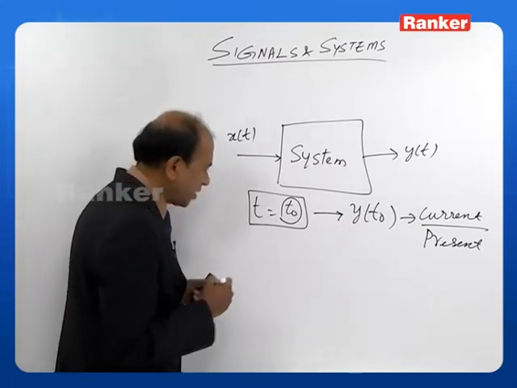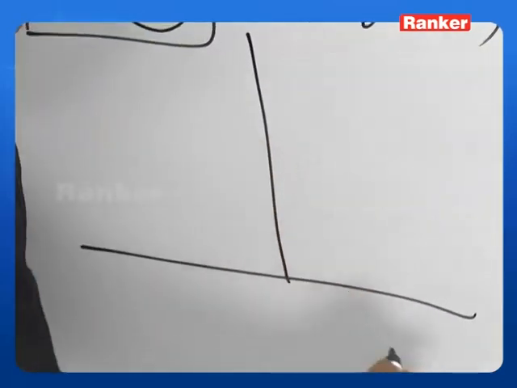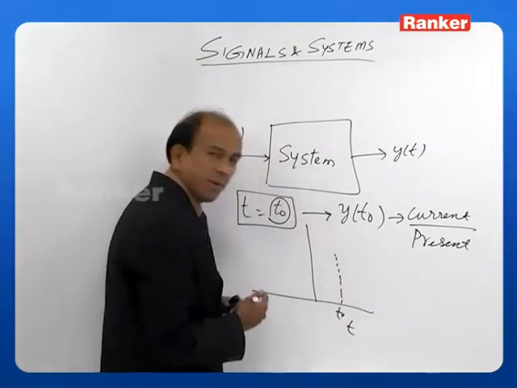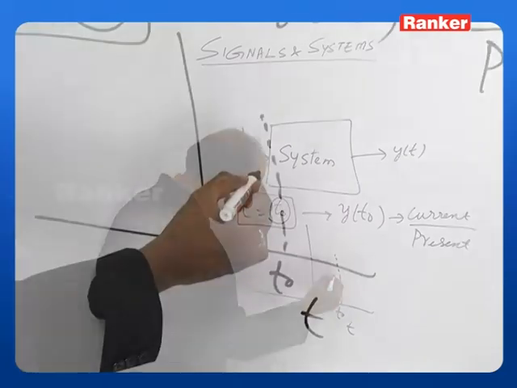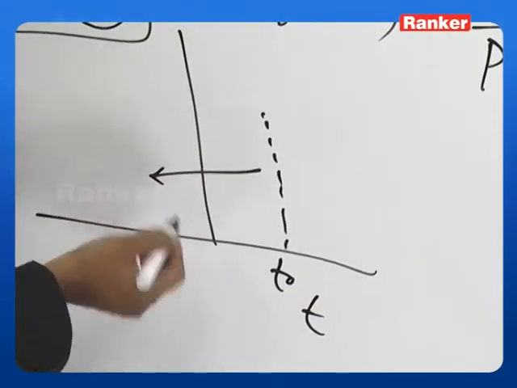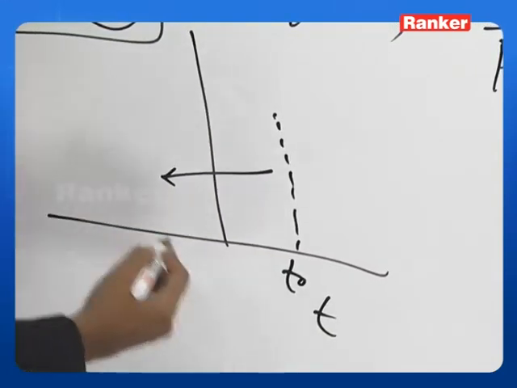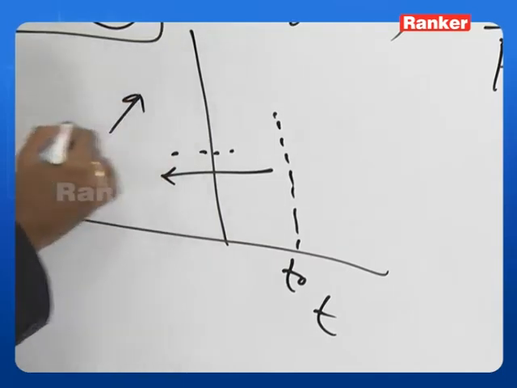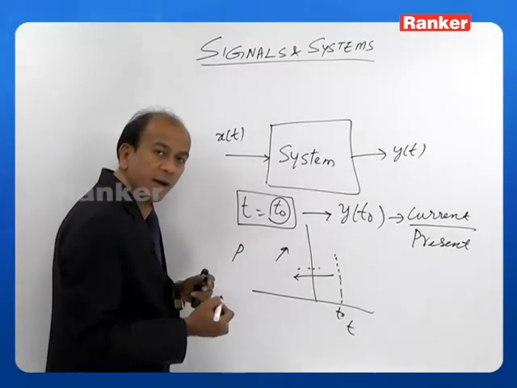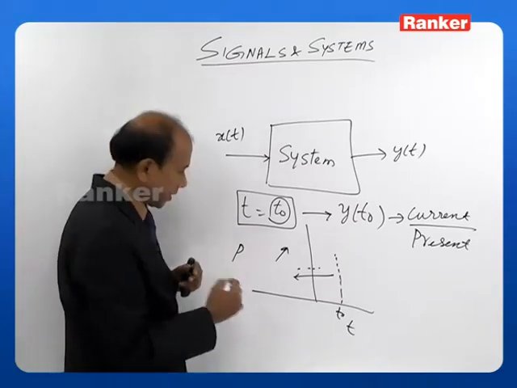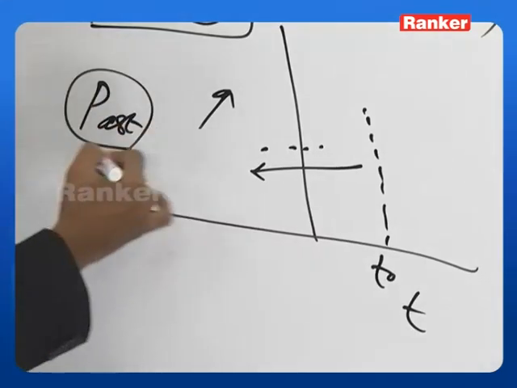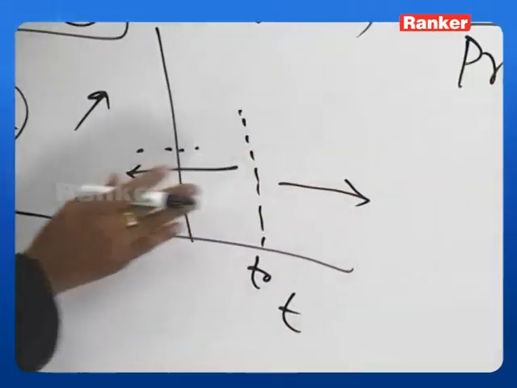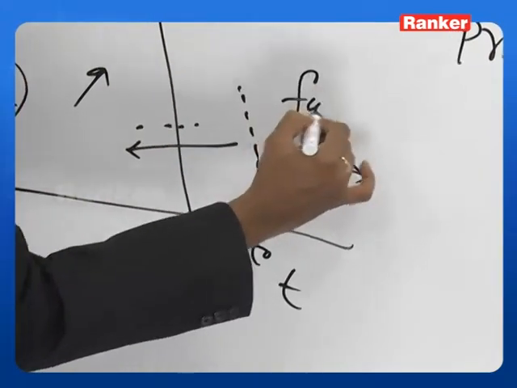Now for us, let us take this. This is my time axis, and this is t0 at which I am observing. All those things which happen before t0, that is this side, are called the past inputs or the response of the system for a past input. So this is the past. Similarly, for t greater than t0, all these cases here, we call this the future.